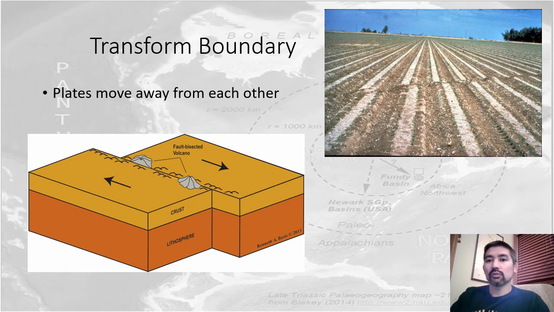And this is a really interesting picture of a transform boundary. We can see someone, a farmer, plowed his or her fields, and we can see that the rows originally were completely straight, but because there was an earthquake, these rows are now offset. And so you can really see how that transform boundary is moving one plate in this direction and another plate in that direction.